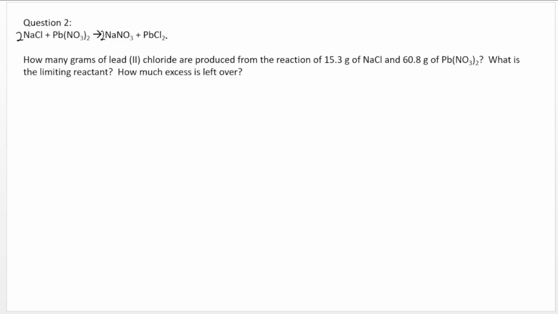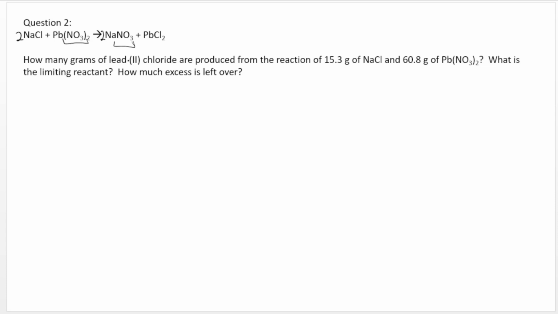We have one lead, and one lead, and we have 2 nitrates on the left and 2 nitrates on the right. It's very important to keep these polyatomic ions the same and balance them as complete groups rather than the nitrogen and oxygen individually. That makes your life a lot easier.